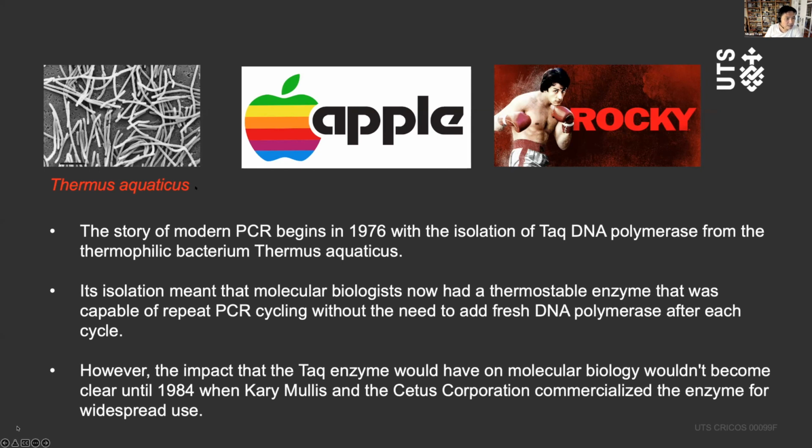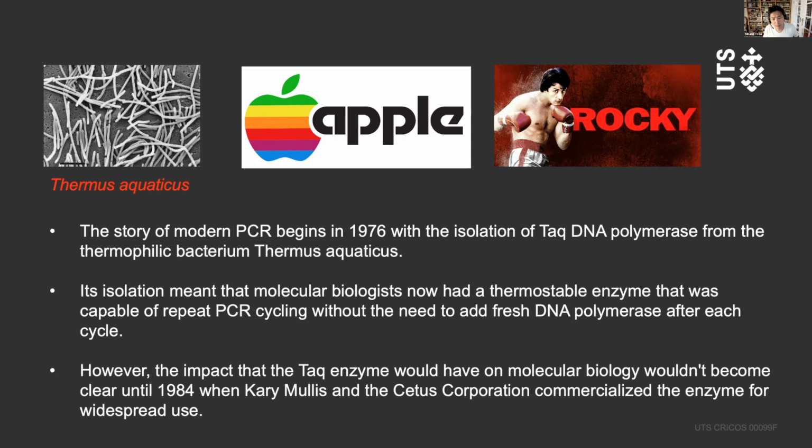So here is the bacteria. This bacteria lives in hot vents around the world. What scientists were able to do is, for the first time, isolate a temperature or heat stable DNA polymerase. This is known as Taq DNA polymerase. And what that meant was you could change the different temperature cycles of a PCR, and you would still have a stable enzyme or a stable polymerase to actually do the PCR reaction.